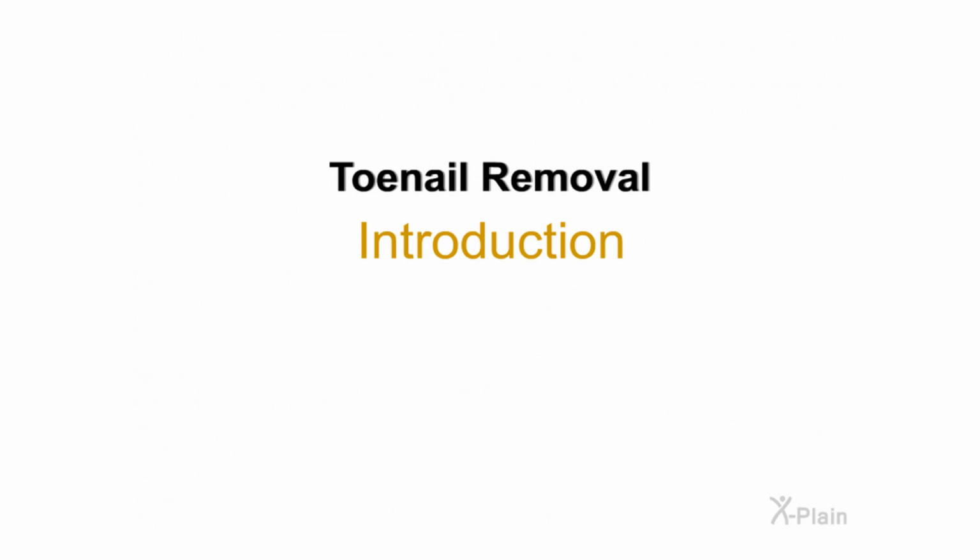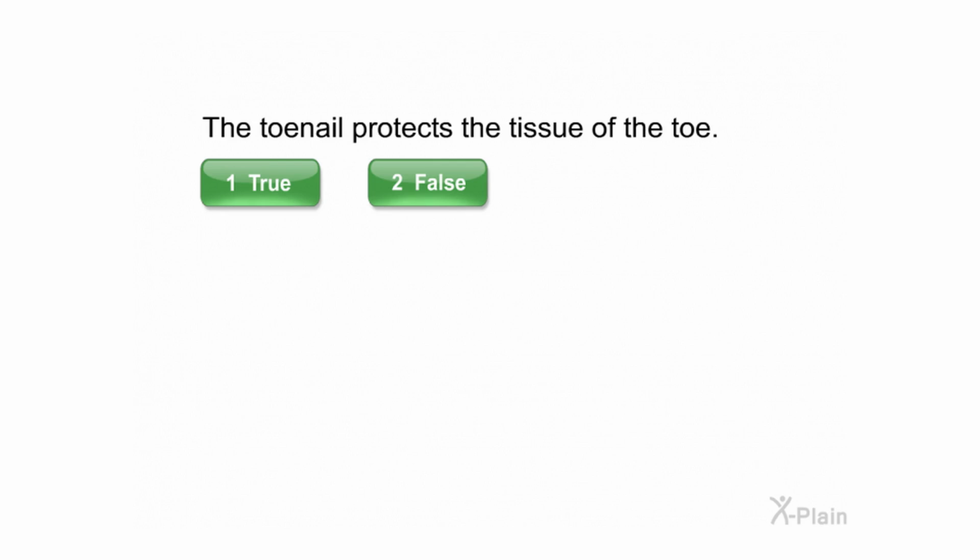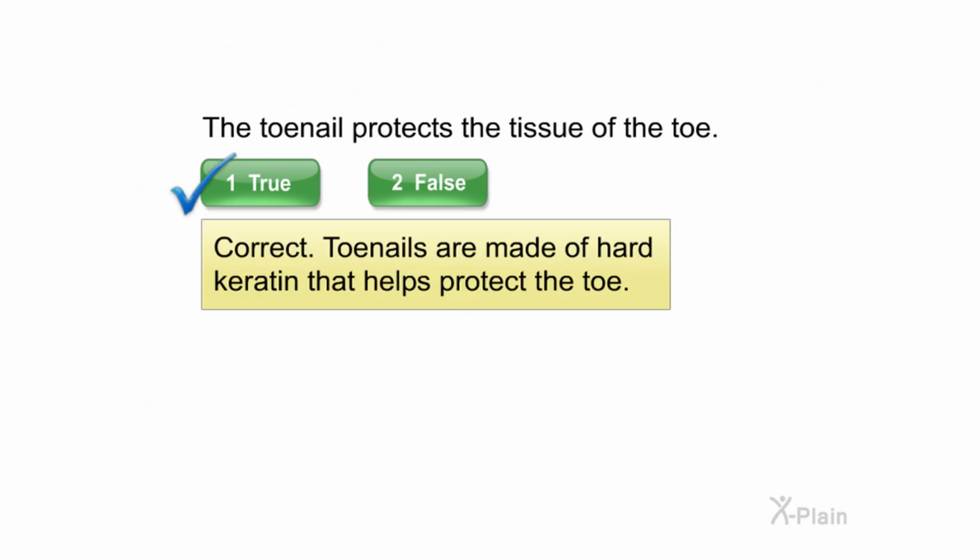Toenail removal. Introduction. The toenail protects the tissue of the toe. Select true or false. Correct. Toenails are made of hard keratin that helps protect the toe.